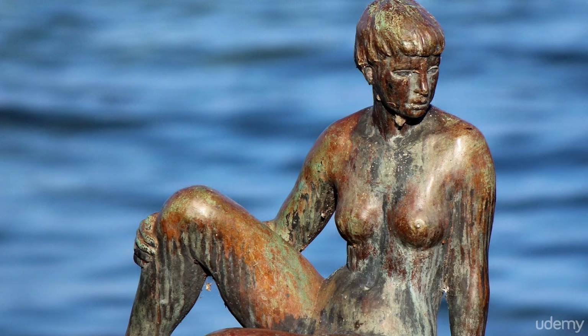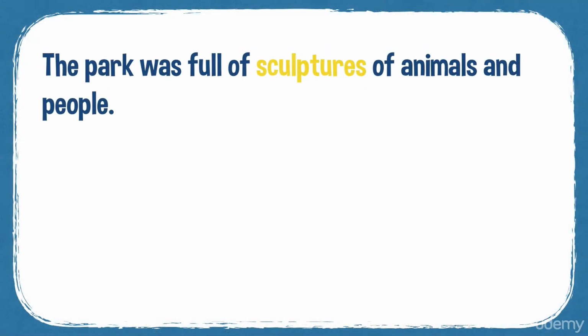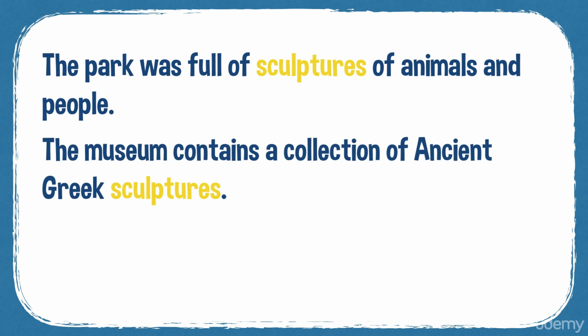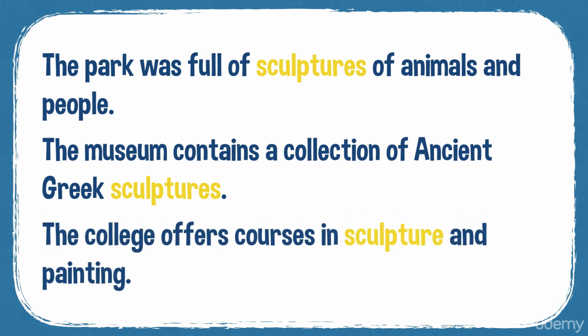Sculptures, though, can also be of people or animals, but when we talk about sculptures of people, we often talk about them as statues. So a statue is often of a person, but a sculpture can be of anything. People or boats or dogs or abstract things. So here are some example sentences. The park was full of sculptures of animals and people. The museum contains a collection of ancient Greek sculptures. The college offers courses in sculpture and painting.